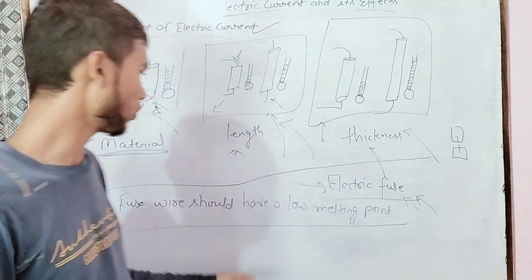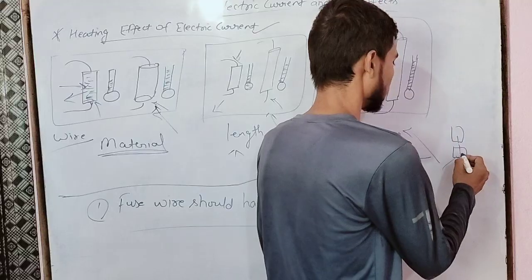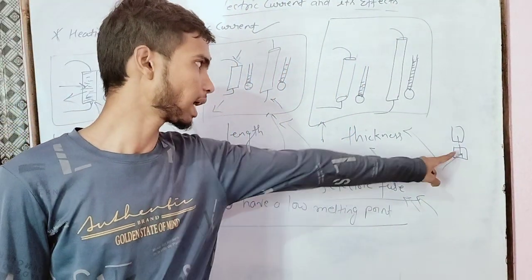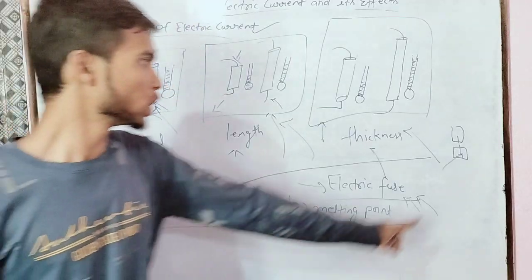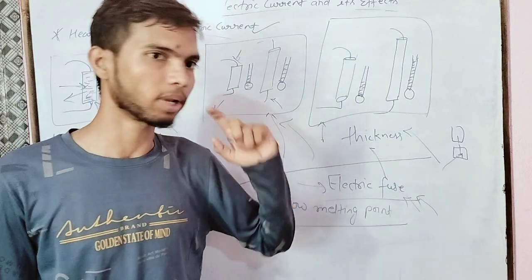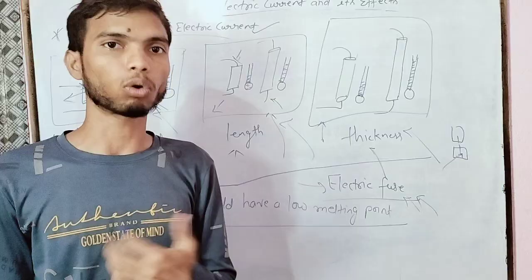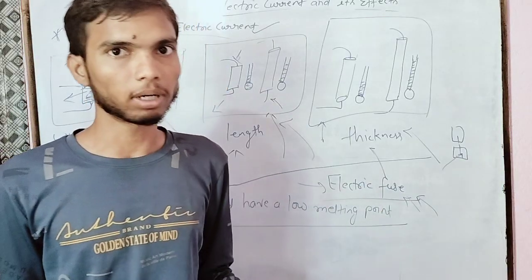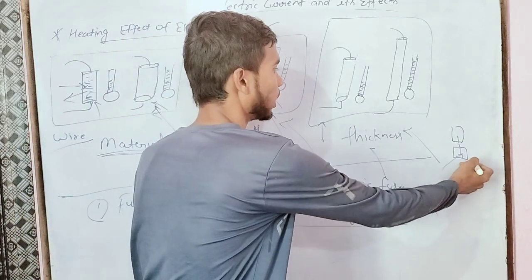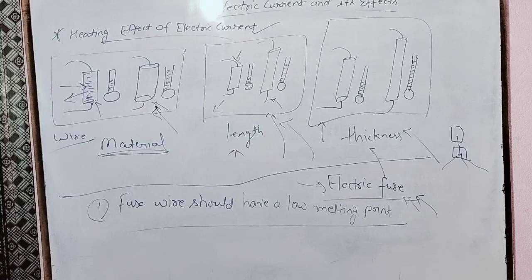This wire should have a low melting point. Yes, it is true. This wire, we can name it a fuse wire. It should have a low melting point so that it can break a circuit for all devices, and it can complete an open circuit for all devices. That's why it should have a low melting point. Yes, it is true.